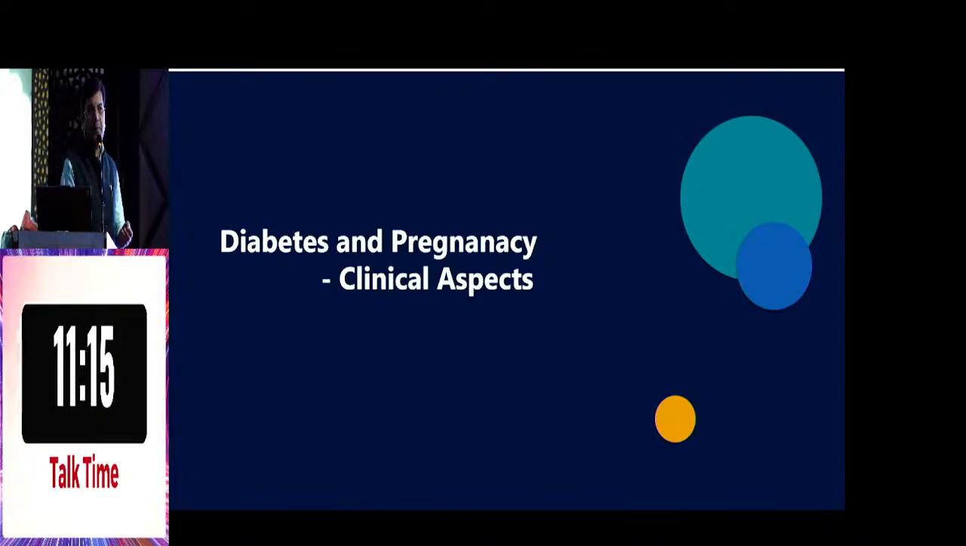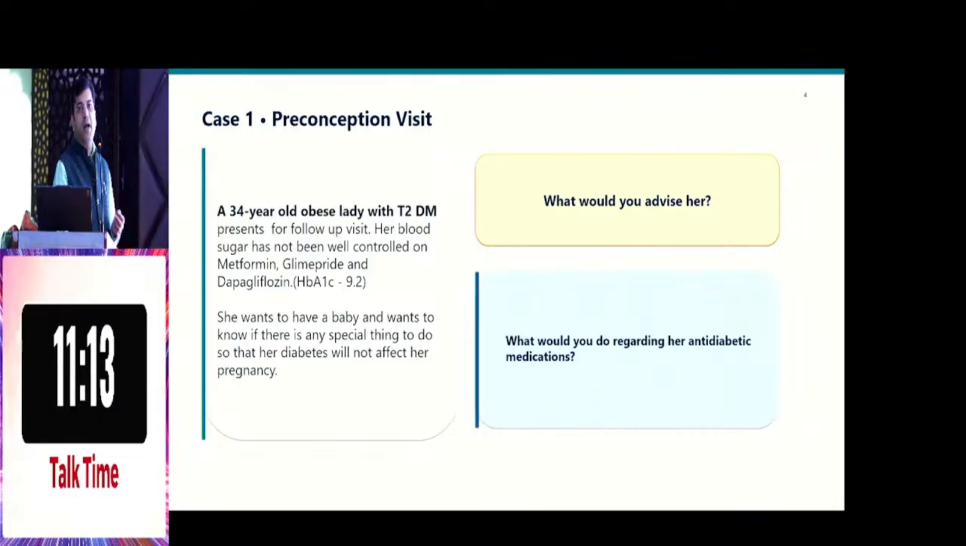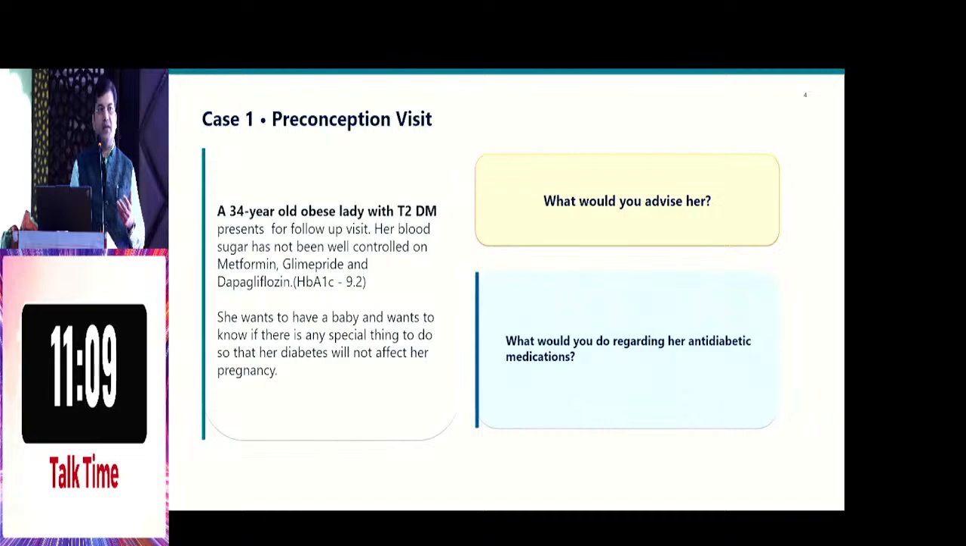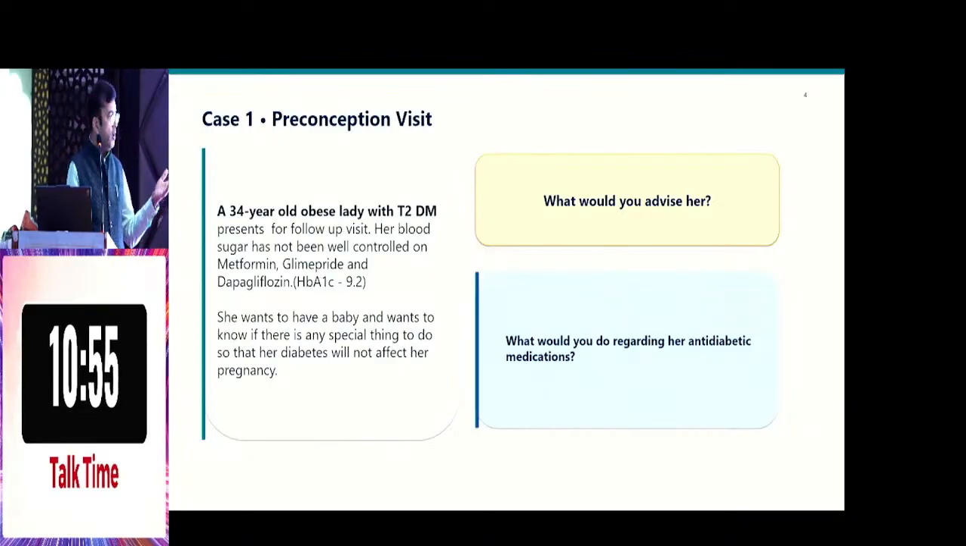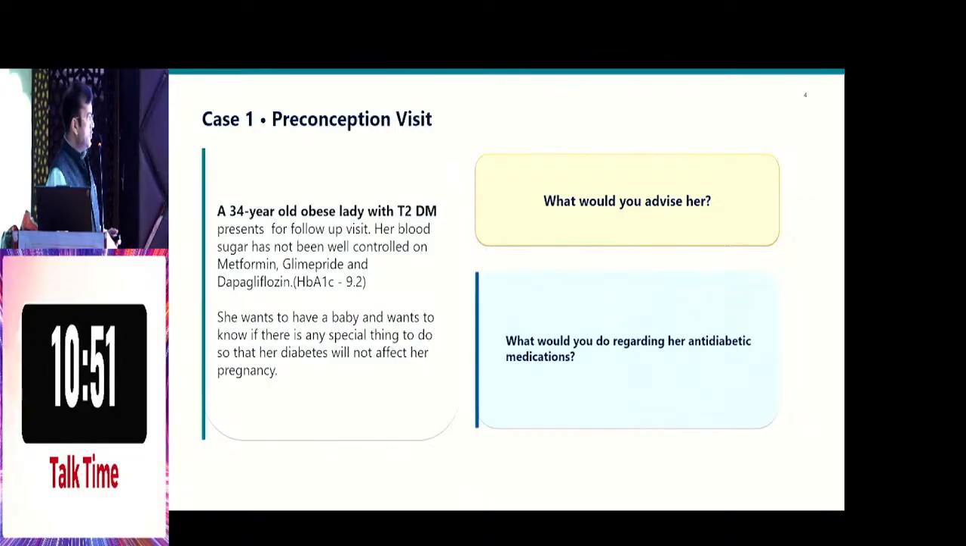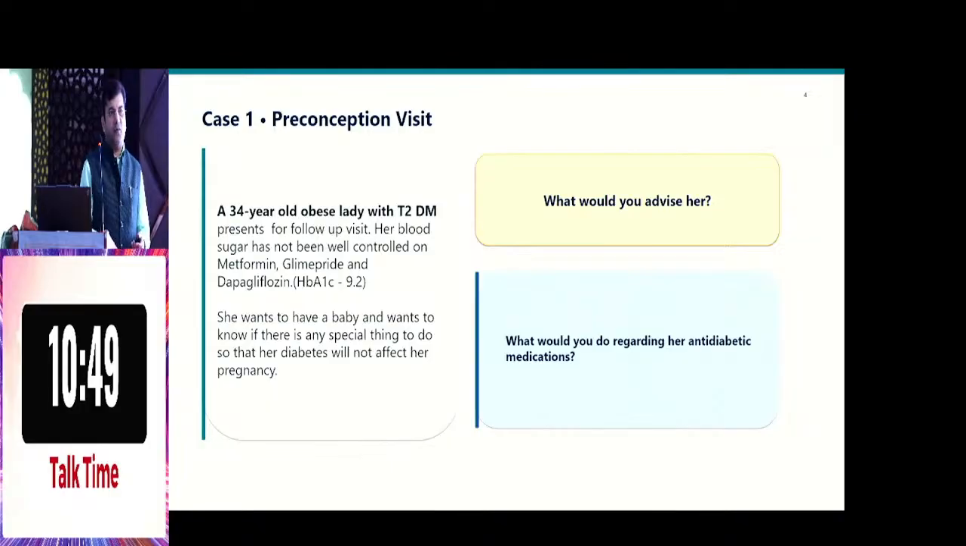I'll be discussing this with the help of some hypothetical cases on how to manage, because diabetes in pregnancy can be pre-existing type 1, pre-existing type 2, or gestational. So we can come across any sort of patient. Take an example: a 34-year-old with type 2 diabetes presents for follow-up. She has been uncontrolled on triple drug and she wants to have a baby. She's asking what should I do? So what would you advise?